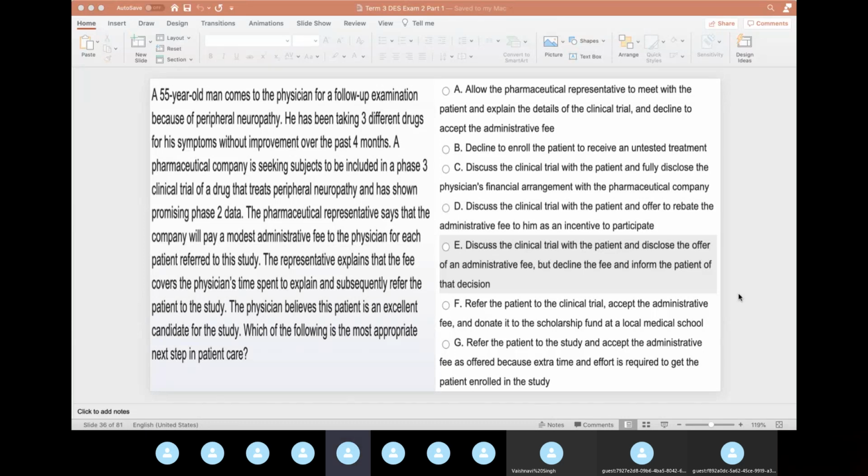C? Again, would it be C? C. I agree. Discuss the clinical trial with the patient and fully disclose the physician's financial arrangement with the pharmaceutical company. Do you all agree?